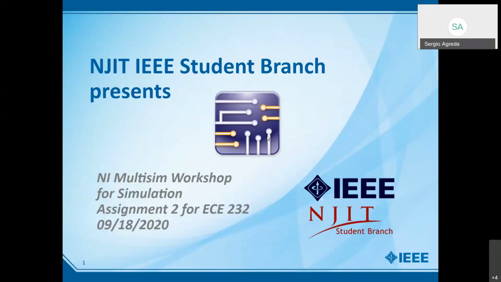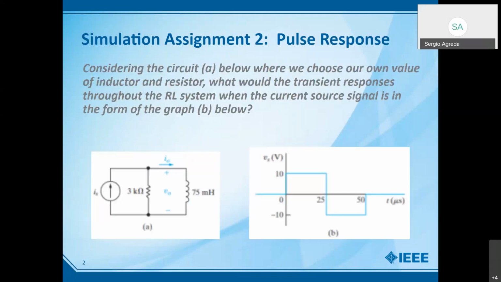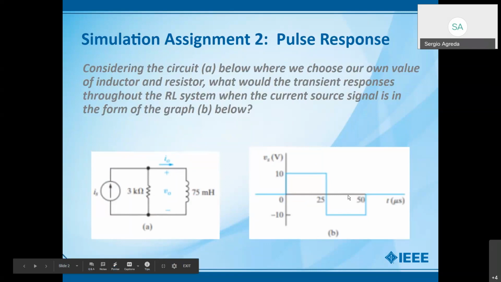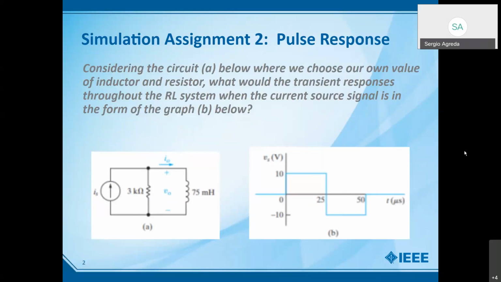This was the introduction of the PowerPoint, but not much of it is needed. This is the main one you need to know to start with. Again, considering the circuit below, where we choose our own values of the inductor and the resistor, we're looking for the transient responses throughout this RL system when the current source signal is in this form of the graph right here. It's more the shape that we take advantage of to put into the Multisim simulation. Same goes for the circuit, but the values of the components we're going to choose to benefit you in understanding what is happening.